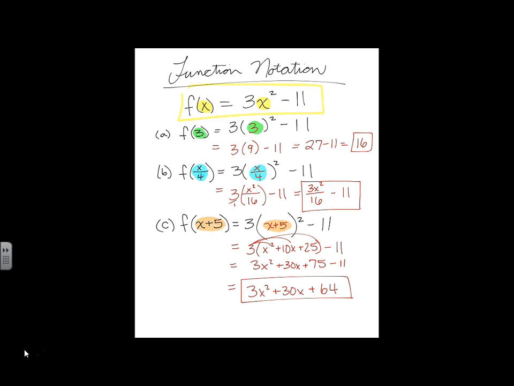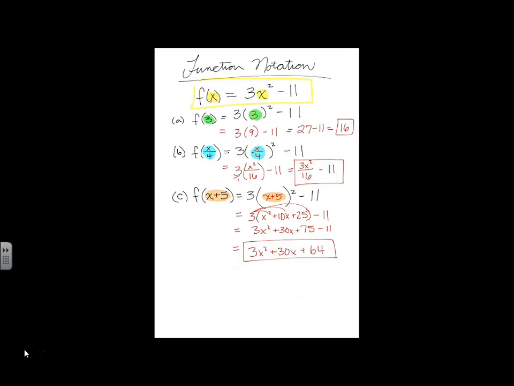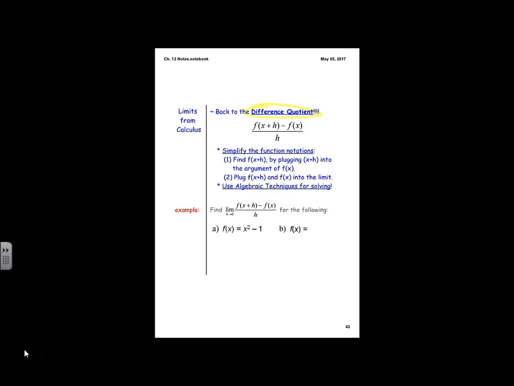Function notation, f of x. Is it always f of x? No, it could be g of x, h of x, j of x. Probably not i, because that's usually an imaginary number, but there we go. Or like g. Let's come back here then.